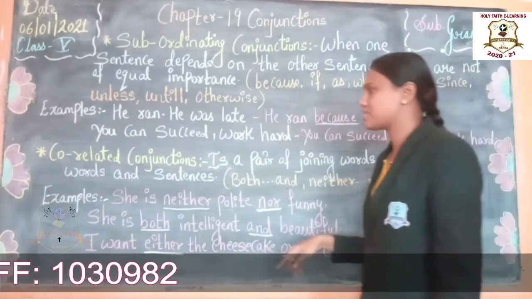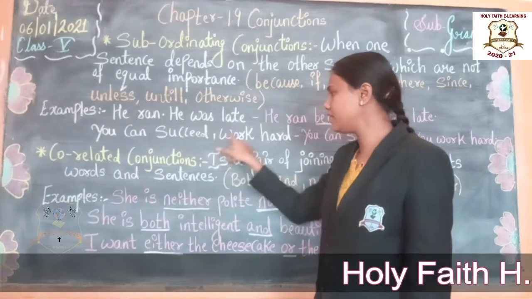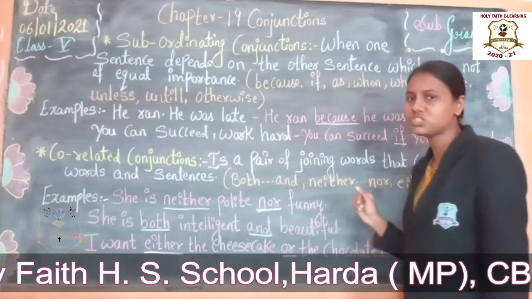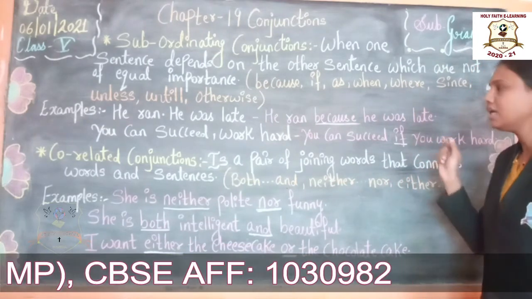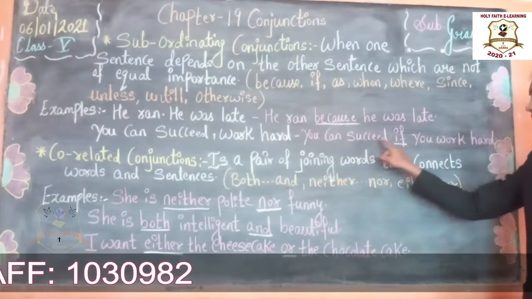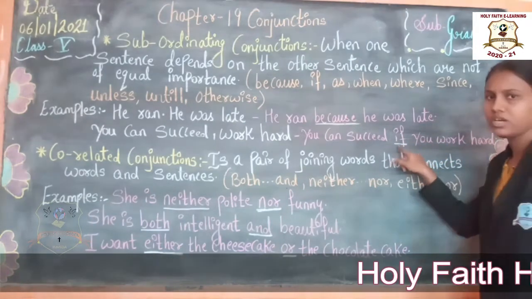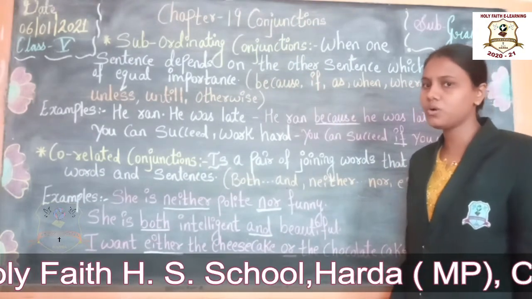Clear? Next: you can succeed, work hard. Again, both the sentences are dependent on each other. So we use a subordinating conjunction between them. You can succeed if you work hard. So here we use if. If is a subordinating conjunction. Clear all of you? Yes.